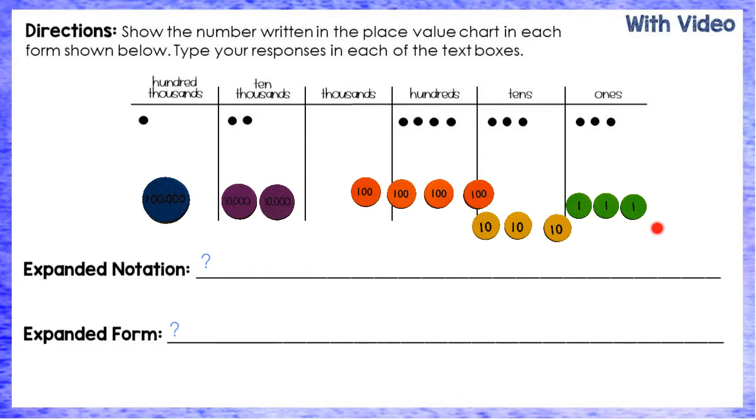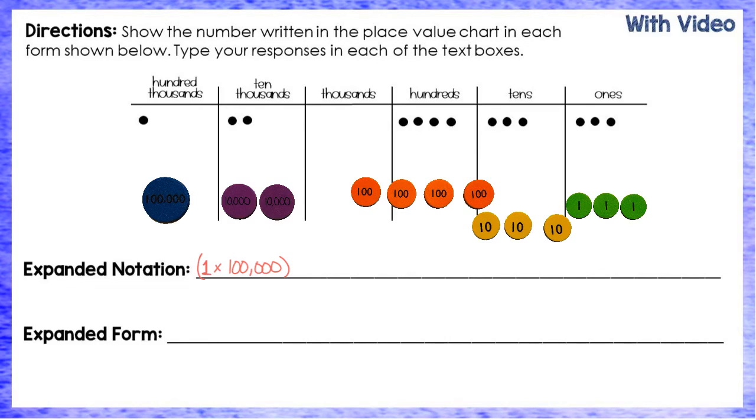I just added the place value discs because I think it's easier to use them with expanded notation because we can literally see how many there are and then how much it's representing. So let's start with expanded notation. We have 100,000. So we're going to write that as 1 times 100,000.